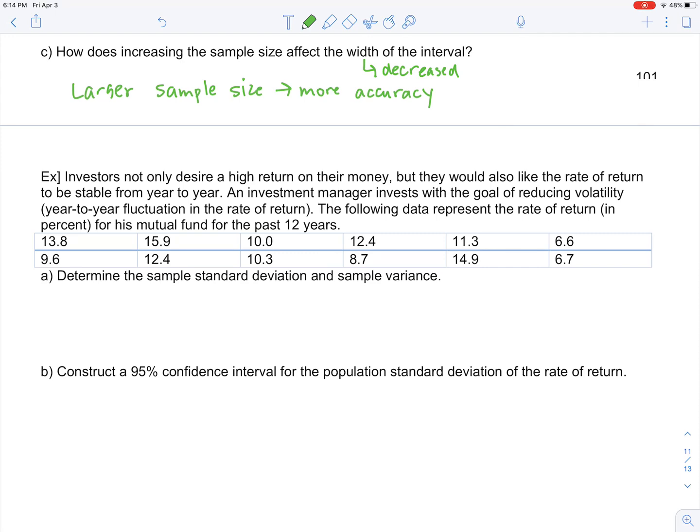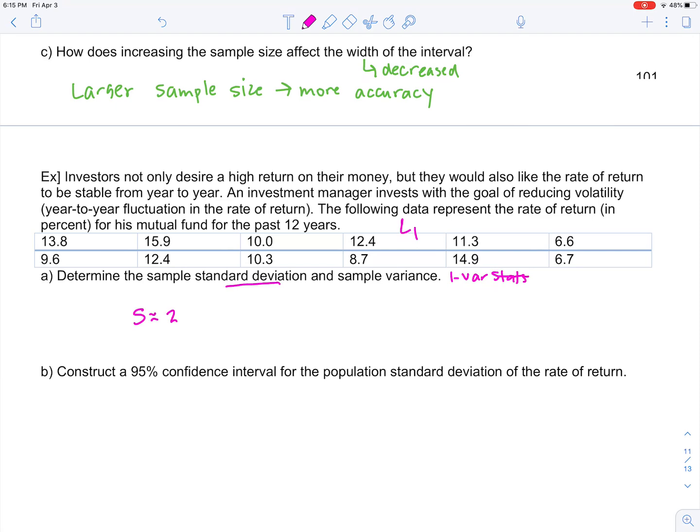Okay, so let's go ahead and put these values into list 1: 13.8, 9.6, 15.9, 12.4, 10, 10.3, 12.4, 8.7, 11.3, 14.9, 6.6, 6.7. So I put these into list 1, and then we're going to do one variable stats. So you've done this many times, you might remember, it's stat calc number 1. List 1, there's no frequency list.